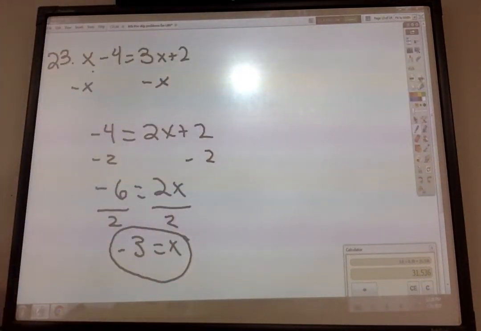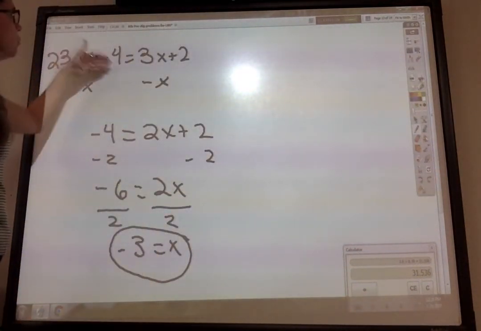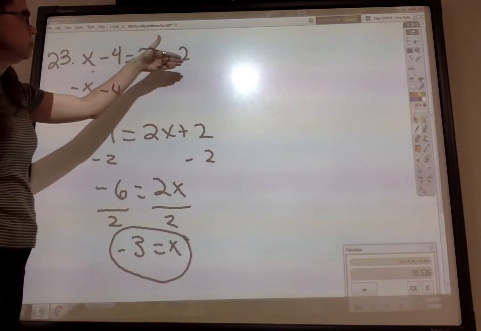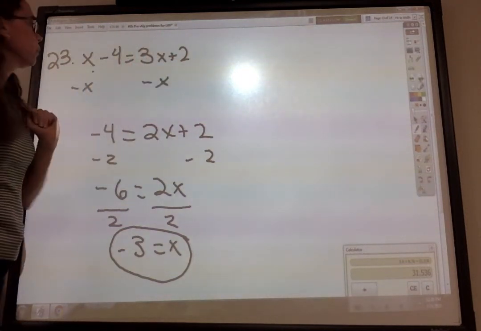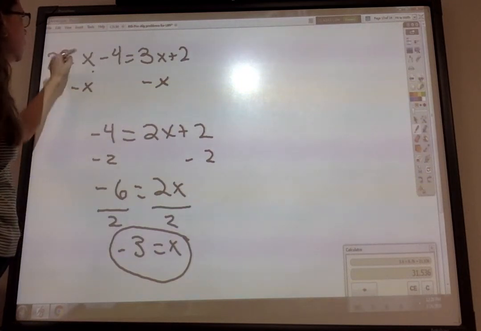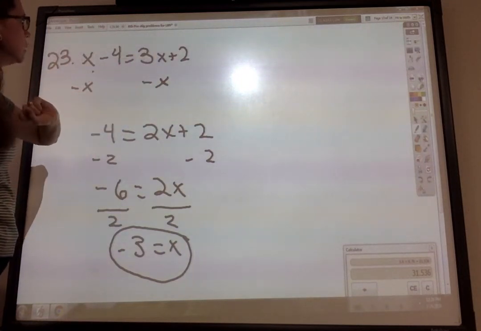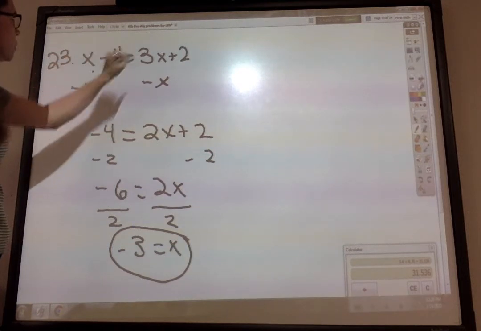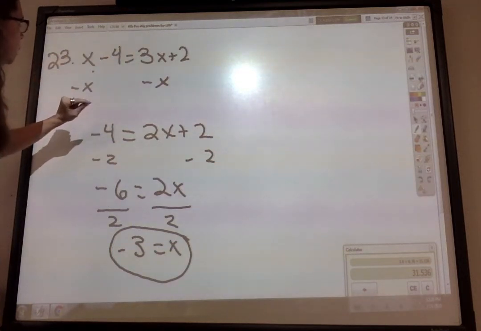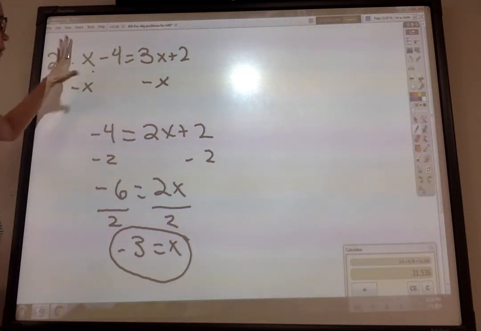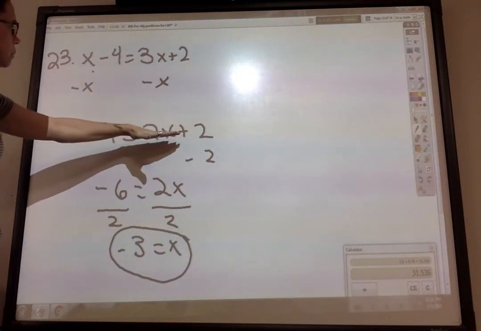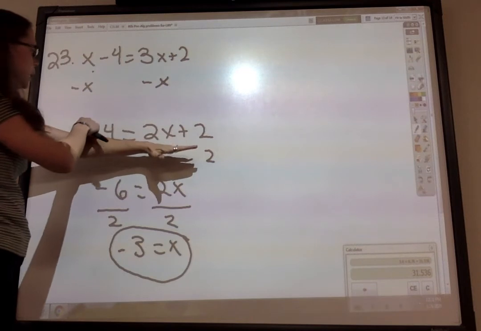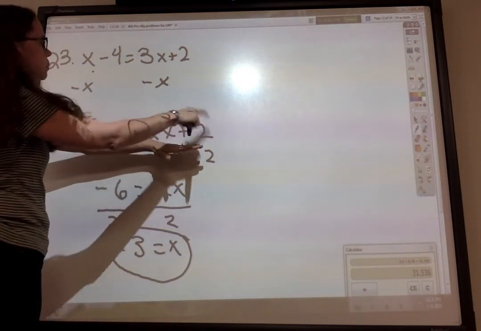Okay, number 23, we start out with x minus 4 equals 3x plus 2. So I need to combine like terms before I try to solve for x. So I'm going to move this x, I want it to be with this x. So I'm going to subtract x from both sides. So I end up with x minus x is no more x's on this side. 3x minus x is 2x. So now I just rewrite. Negative 4 equals 2x plus 2.